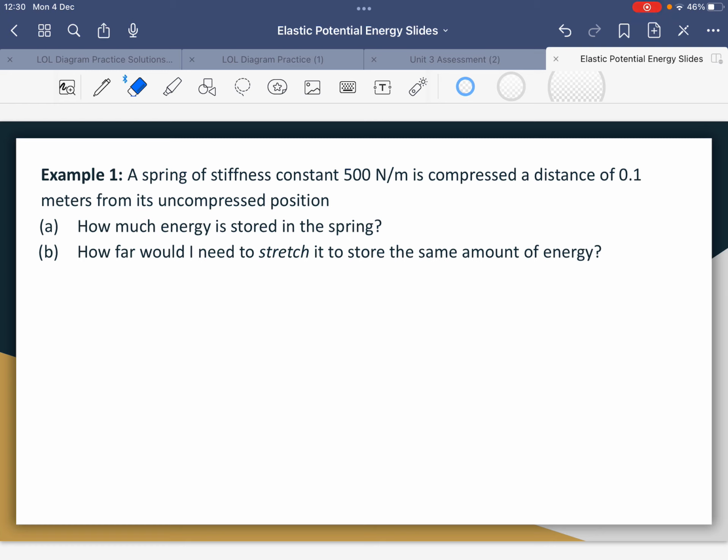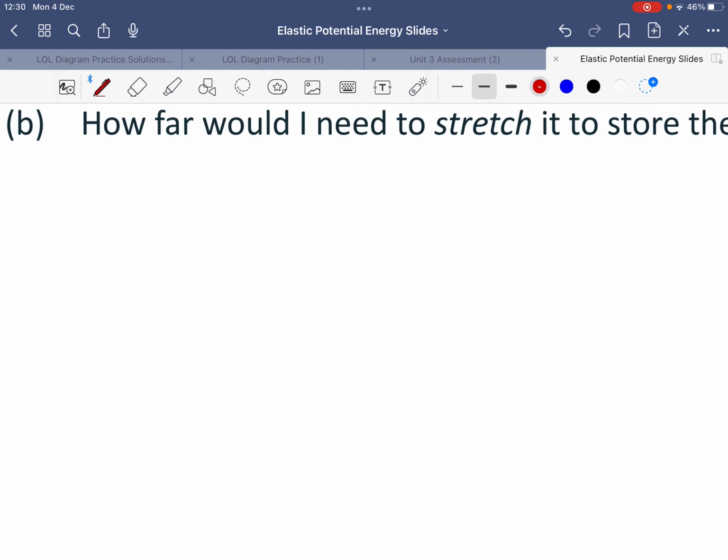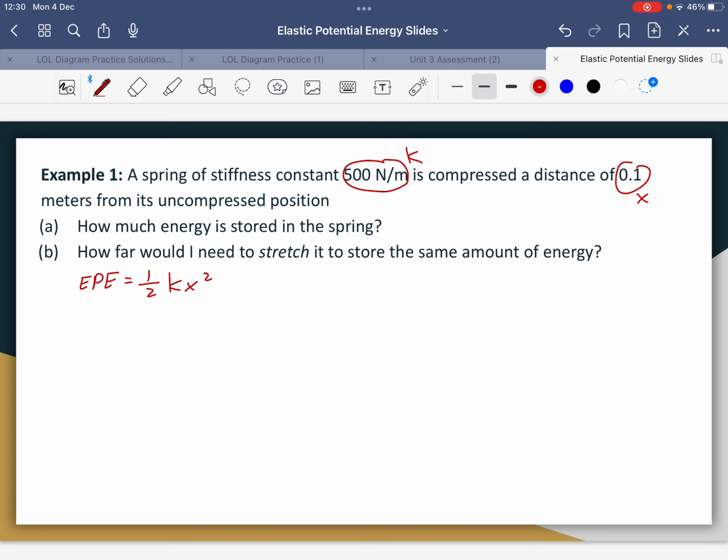All right. So we've got a spring, and we know the stiffness constant. That stiffness constant right there, that's our K. And it's giving us the compression distance, 0.1 meters, so that's our X. And it's asking us how much energy is stored in the spring. So this is just a straight-up application of the equation: EPE equals 1/2 kx squared. There we go. And then we just plug in the numbers.